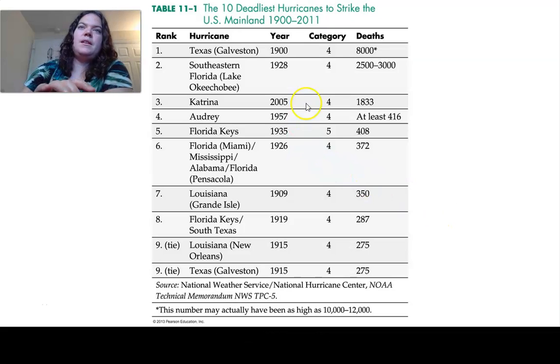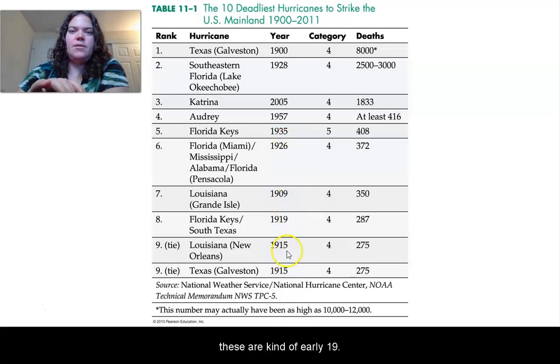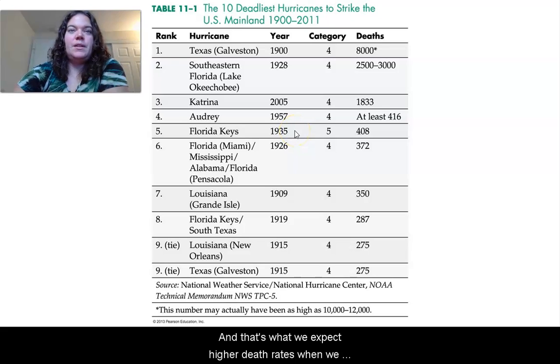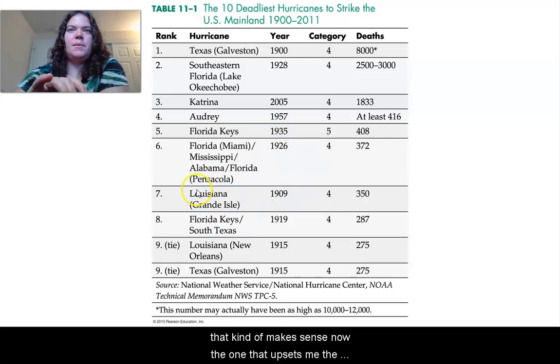And then a lot of the other storms here, 28, 35, 26, 09, all of these are kind of early 1900s. And that's what we'd expect. Higher death rates when we don't have a warning system, we don't have satellites, we don't have meteorologists, basically. Meteorology didn't really become a big thing until after World War II, so that kind of makes sense.